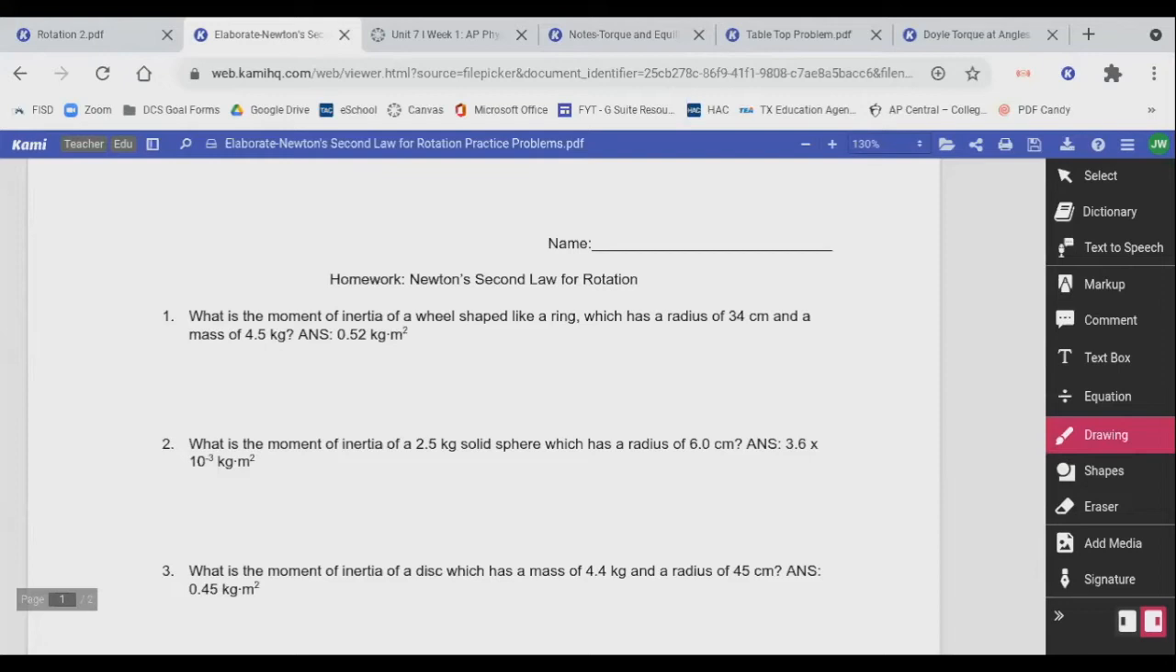Can I review question 9? Absolutely. So the question to me was to review question 9. So let's take a look at question 9.